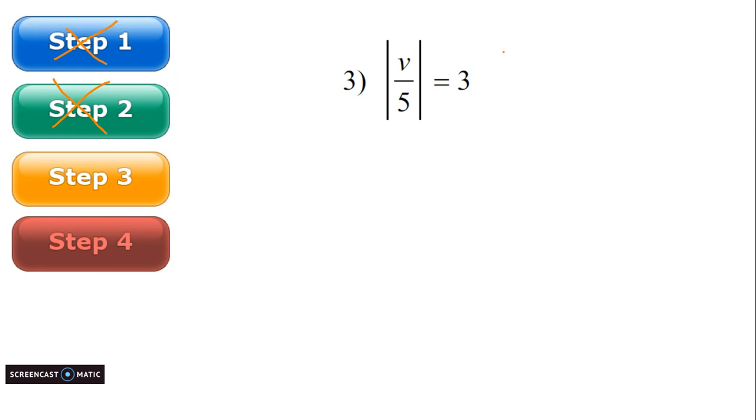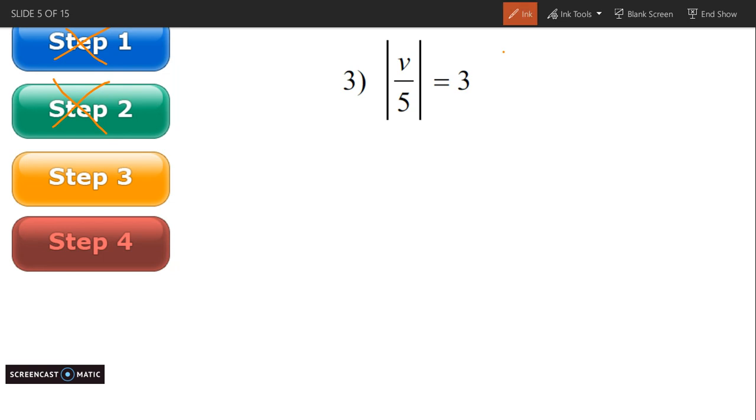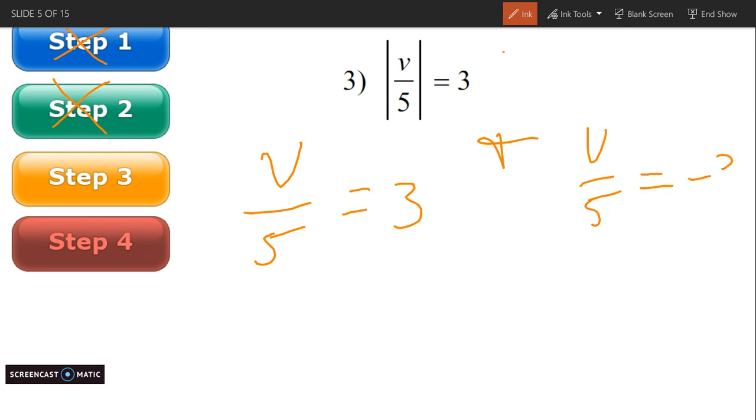And then from there, you've got to set up 2 equations. Step 3 is to set up the 2 equations. So you have v over 5 equals 3 and v over 5 equals negative 3.